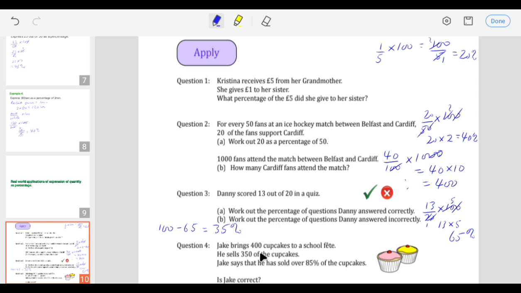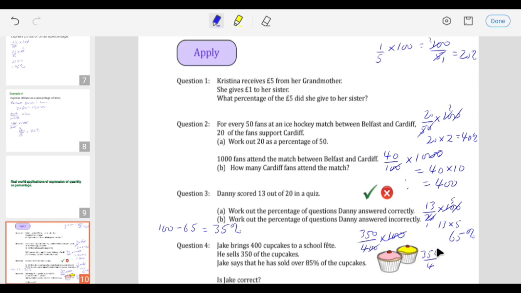The fourth question says Jake brings 400 cupcakes to school. He sells 350. So the part is 350. The whole is 400. Jake says that he has sold over 85% of the cupcakes. Is Jake correct? So let's confirm that. If we reduce this, we're going to be having 350 divided by 4.